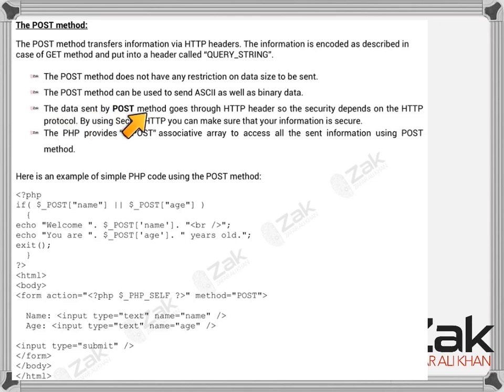The data sent by the POST method goes through HTTP headers, so the security depends on the HTTP protocol. By using secure HTTP, you can make sure of it. So, very simply, the GET method does not obey security. It is not secure. So if you want to use Secure Sockets Layer, SSL or TLS, you have to have POST methods in place. PHP provides the $_POST associative array. An associative array means that it has got all the data. All you have to do is refer to that data with their name rather than with their index.